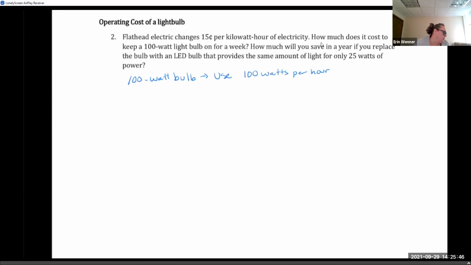Okay. So let's think about a week. First of all, we've got our 100-watt bulb, and we need to convert that amount to kilowatts. The reason we're converting to kilowatts is because Flathead Electric goes, I don't care about your puny watts, we want kilowatts, right? So remember, 1 kilowatt is 1,000 watts. Kilo means 1,000.